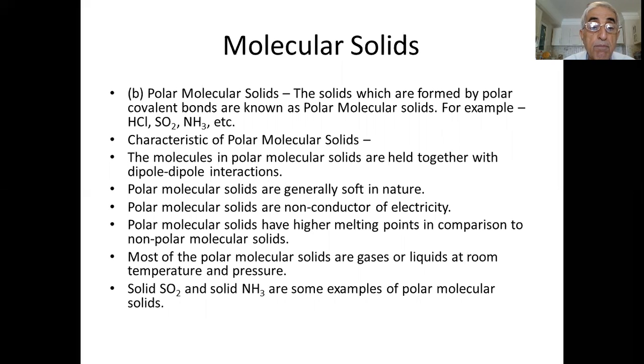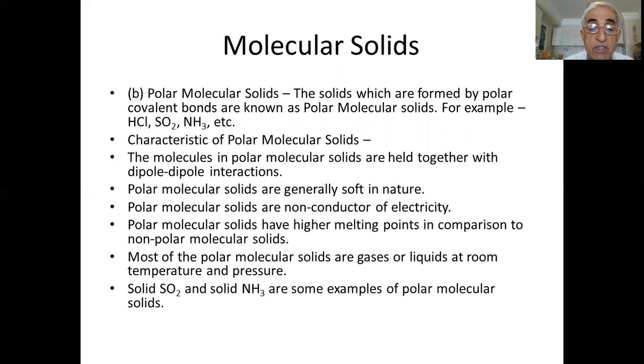B, polar molecular solids. The solids which are formed by polar covalent bonds are known as polar molecular solids. For example, HCl, SO2, NH3, etc. Characteristics of polar molecular solids. The molecules in polar molecular solids are held together by dipole-dipole interaction.